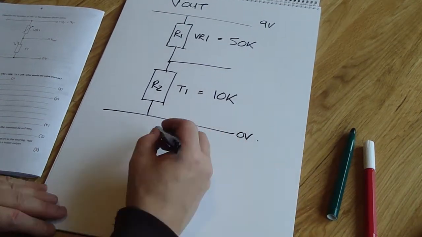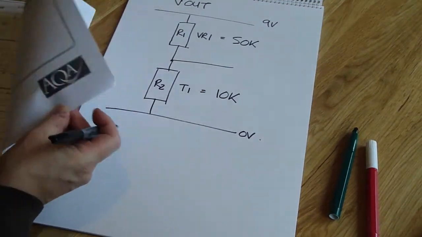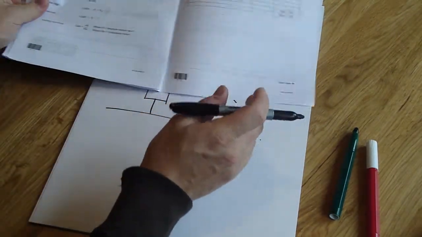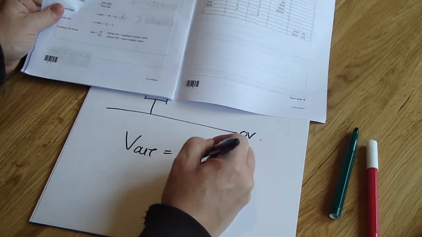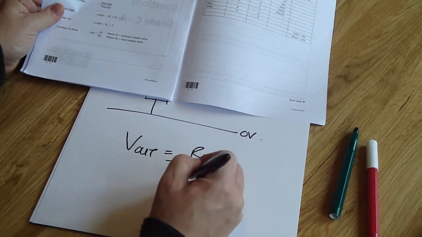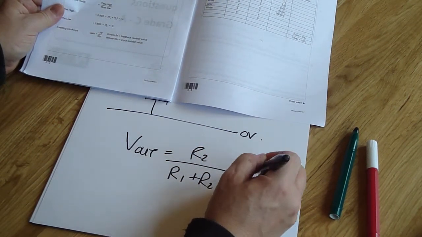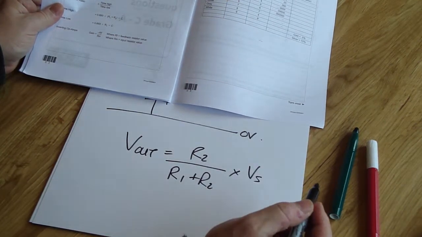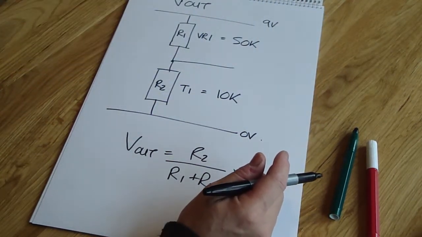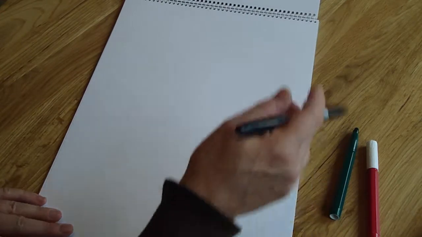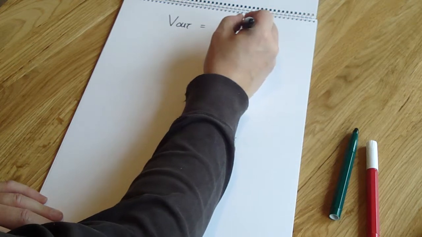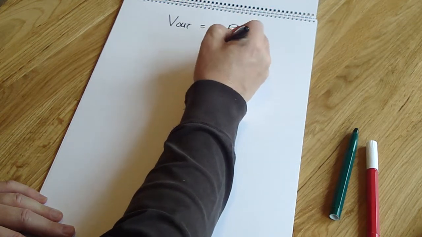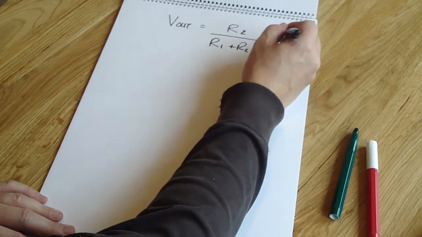The formula we're using is on the formula sheet, which is in the booklet. Vout is equal to R2 over R1 plus R2, times the voltage supply, which is 9 volts. So that's the formula we're dealing with. If we turn over the page, we write the formula again: Vout is equal to R2 over R1 plus R2 times Vs.